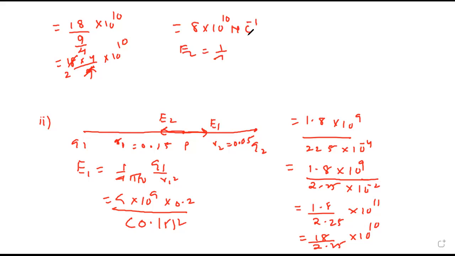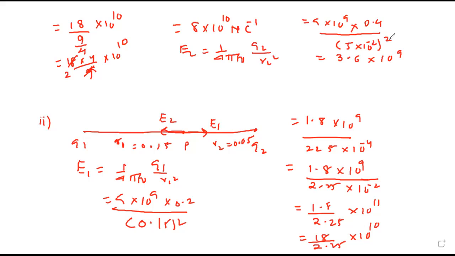E2 is 1 upon 4 pi epsilon naught Q2 upon R2 square. 9 into 10 raised to 9, Q2 value is given as 0.4 upon R2, 0.05, which is 5 into 10 raised to minus 2 square. So 3.6 into 10 raised to 9 upon 25 into 10 raised to minus 4. Just copy this much, then I'm rearranging again.